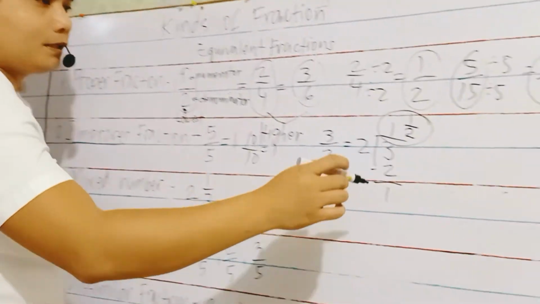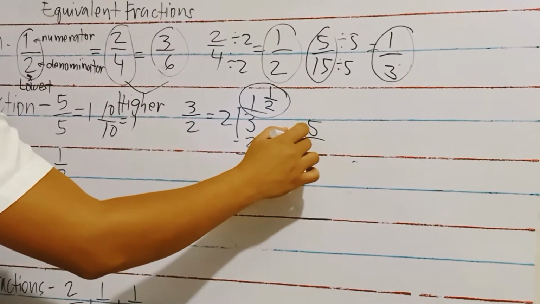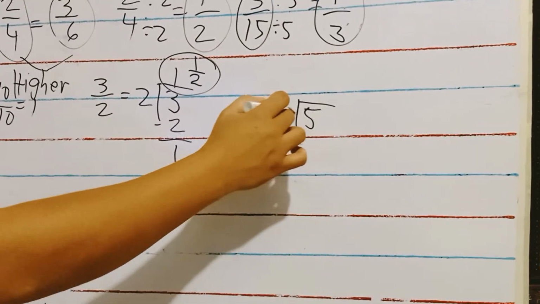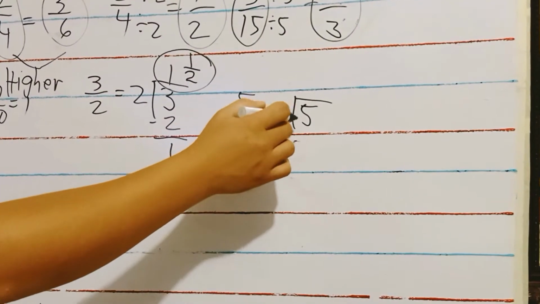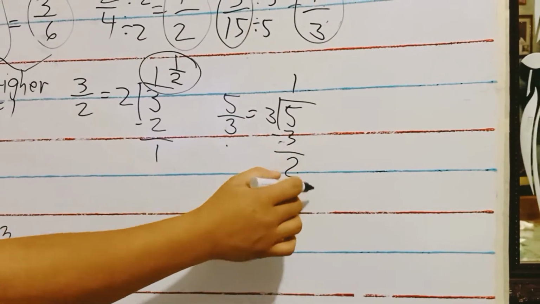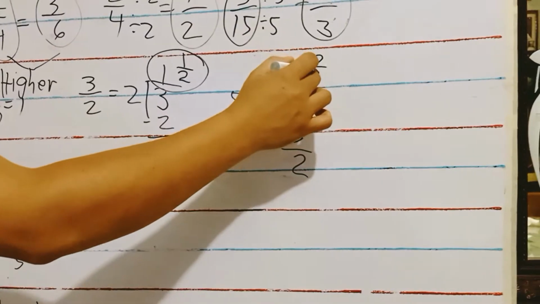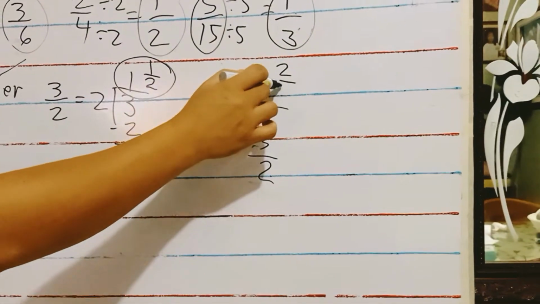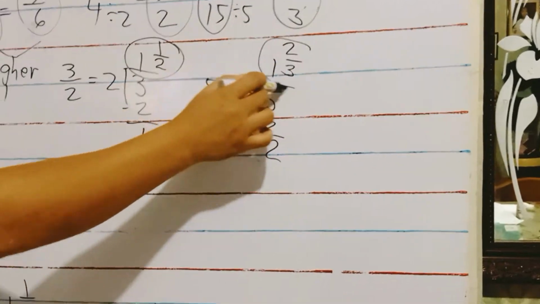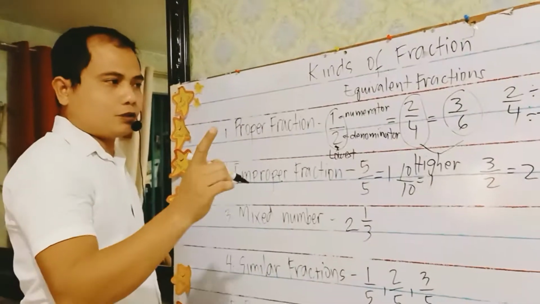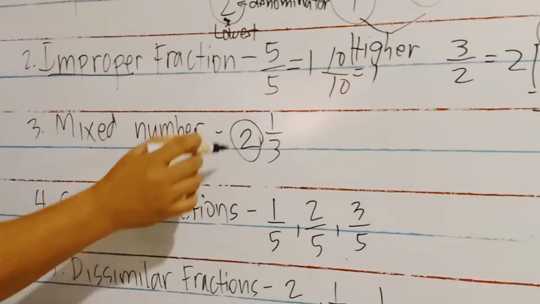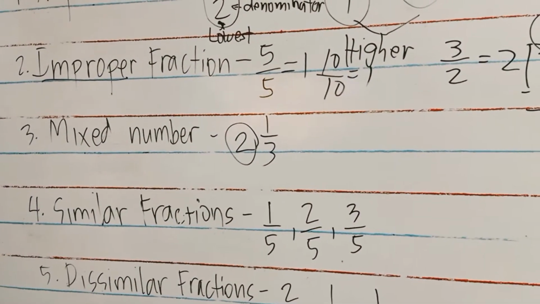Nakuha? Let's try another example. 5/3. So to change it into a mixed number, divide 5 by 3. How many 3 in 5? 1. 1 times 3 is 3. Subtract 5 minus 3 is 2. Get the 2 as the numerator and 3 as the denominator. So therefore, 5/3 is equal to 1 and 2/3. So naging mixed number. So mixed number is combination of whole number and a proper fraction.